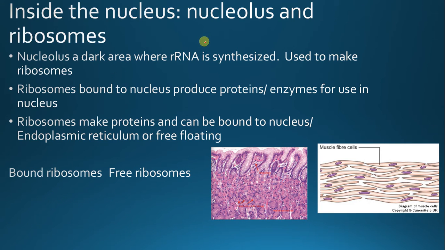Inside the nucleus, there's a specially dark region called the nucleolus, and that is where ribosomes are made. And ribosomes are made out of rRNA. Easy to remember, R, ribosome. And in the nucleolus is where rRNA is transcribed and translated into ribosomes. So that's why it appears so dark, is because it's the site of lots of protein synthesis.